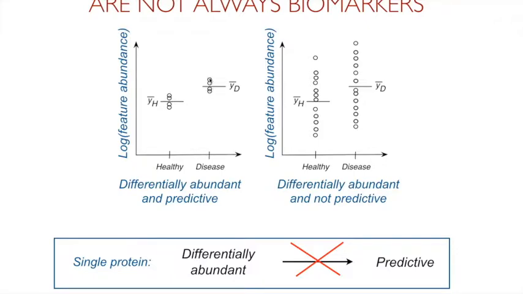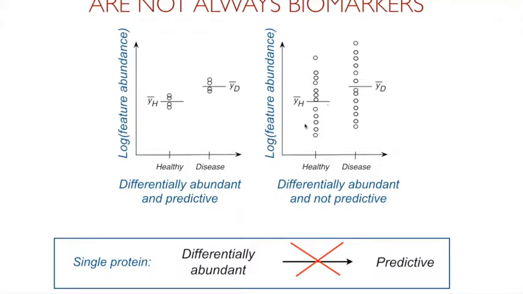So if a person comes in with this protein abundance, it's very likely that this person is in this group, and it's less likely in this group. So this will be a situation where a protein is differentially abundant and also predictive, so it's also actionable.